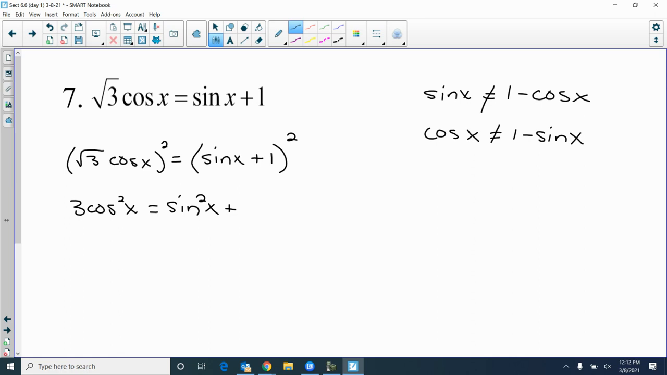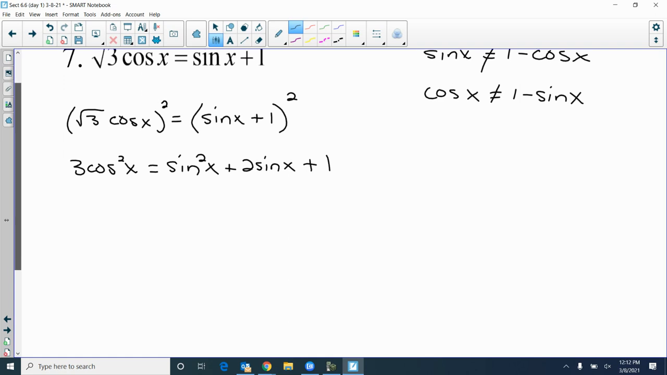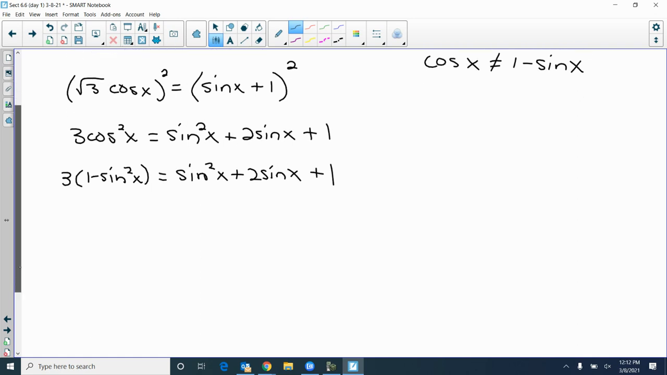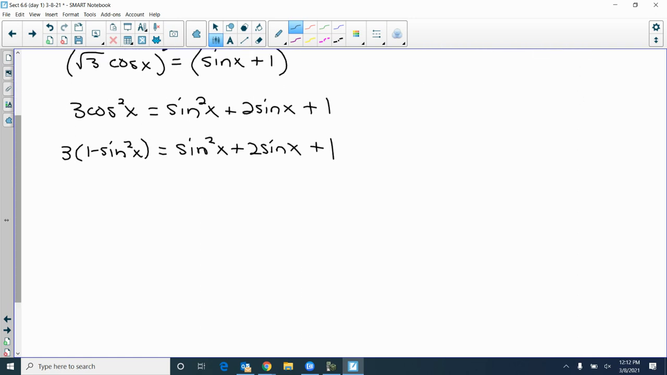When you FOIL, you get sine squared plus 2 sine of x plus 1. Okay, now we're just going to do like we did on the last problem. You're going to substitute in for, in this case, cosine squared, and then we'll solve it from here. So we got 3 cosine squared is 1 minus sine squared. Sine squared plus 2 sine of x plus 1. Okay, go ahead and distribute the 3 and then move everything over to the right.